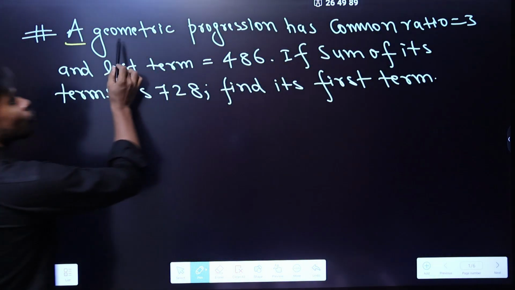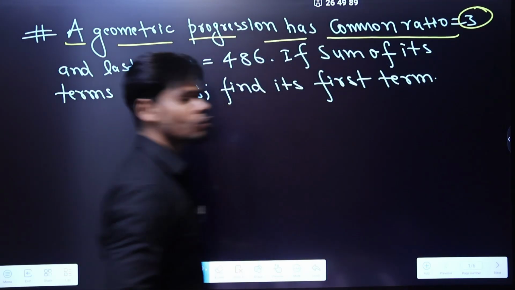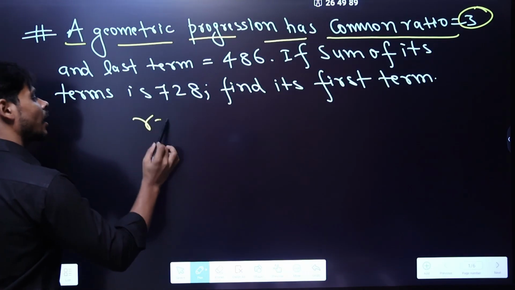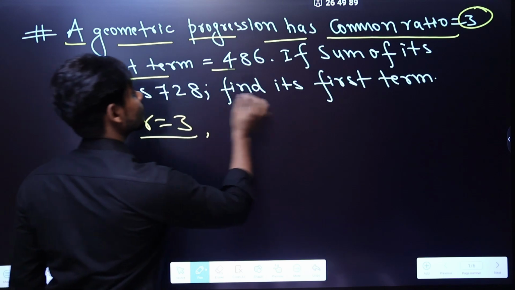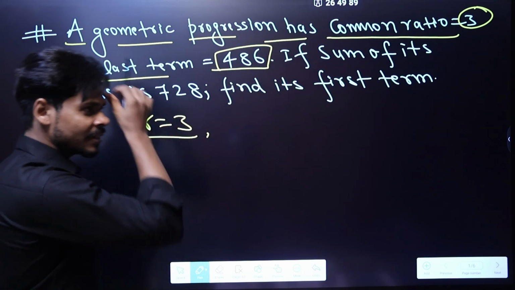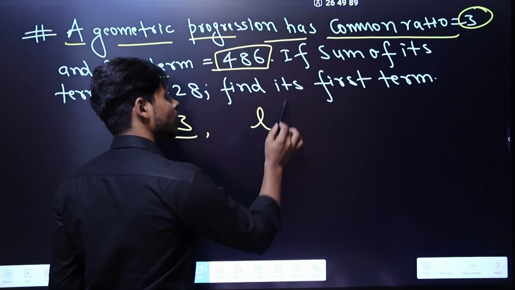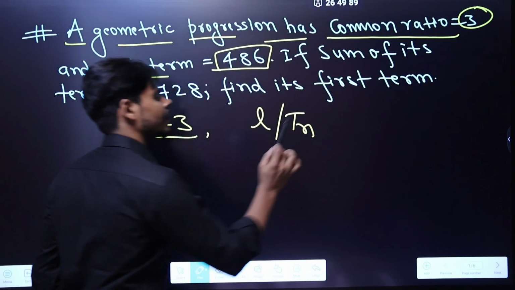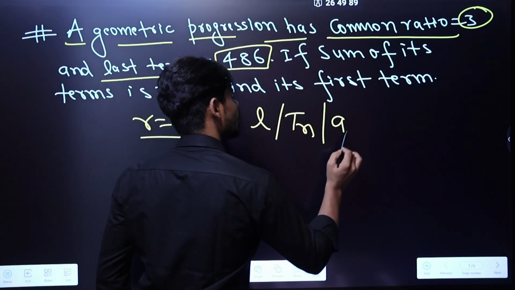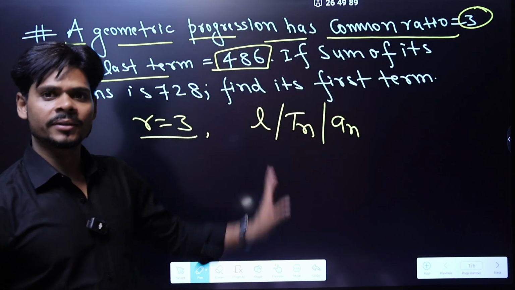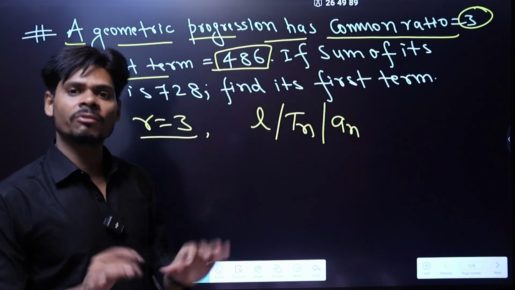Here we are given a geometric progression that has common ratio as 3. So what does common ratio mean? Common ratio means you are given the value of r, right? Next, the last term is 486. Generally we say that the last term is represented by L, or you can say it is the general term, or you can represent it by an. All the three things, L, Tn or An, in this case will be the same.